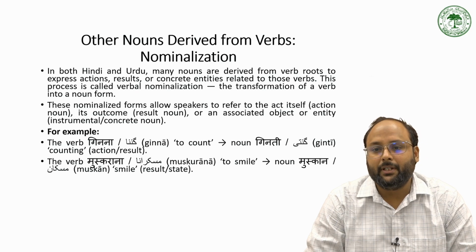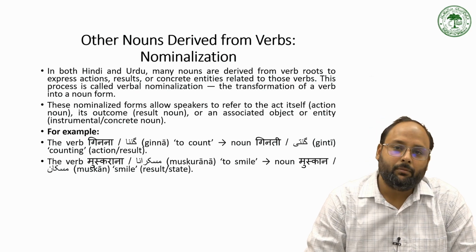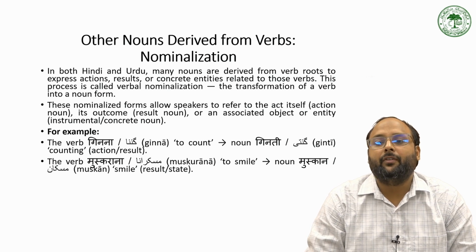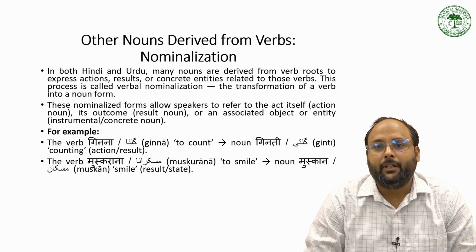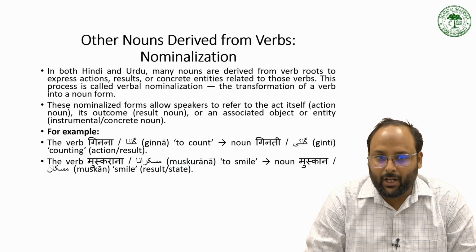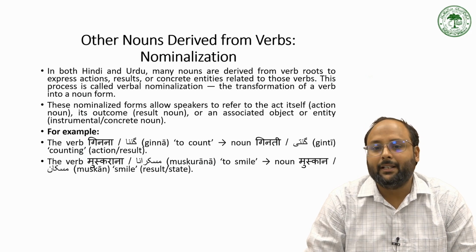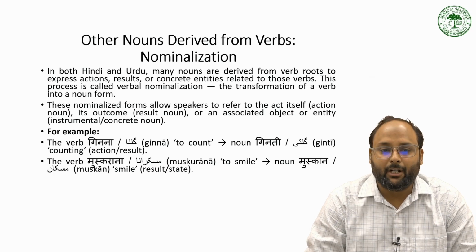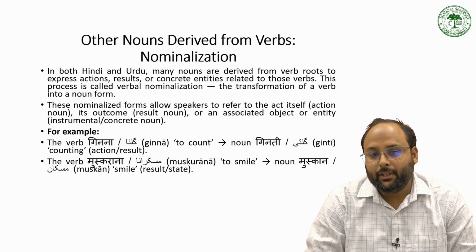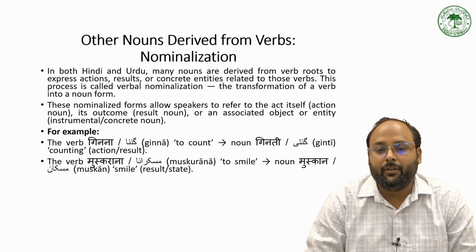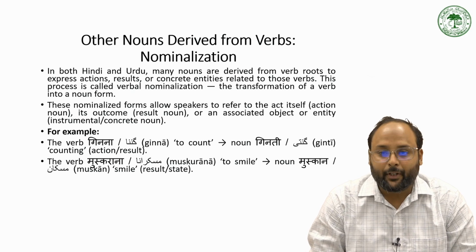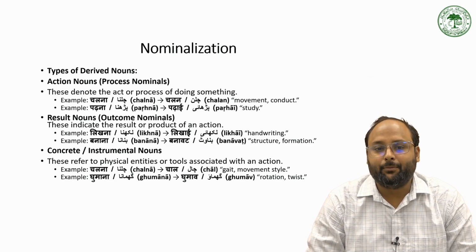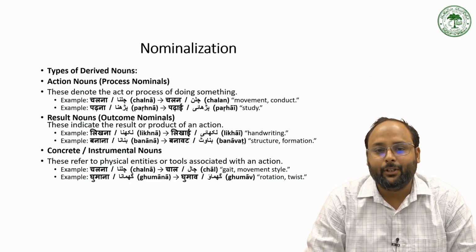This transformation happens from the verb into noun. These nominalized forms allow the speaker to refer to the act itself. We can derive three types of nouns. One is the action noun, second is the result noun, and the third is the instrumental or concrete noun. We have the example of action from ginna to ginti, and the example of result from muskurana to muskan. The first one is in terms of process, or the action noun, which we have already discussed.